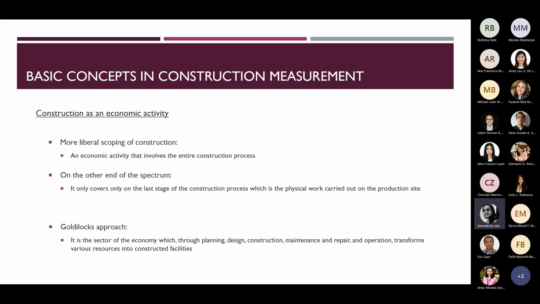At the other extreme, on the other side of the spectrum, is the definition that construction only covers the last stage of the construction process, which is basically the physical work carried out on the production side. This definition is adopted by the International Standard Industrial Classification, and according to this classification, project management for construction, architectural and engineering activities, and the manufacture of building materials are listed under different categories other than construction. This manner of classification is considered convenient for statistical purposes, and we'd like you to note that in statistical compilation, more specific activity has to be identified primarily to avoid double counting by ensuring exclusivity of defining the activity.